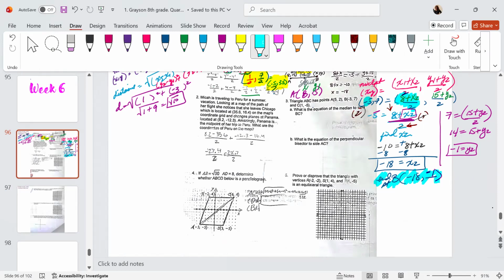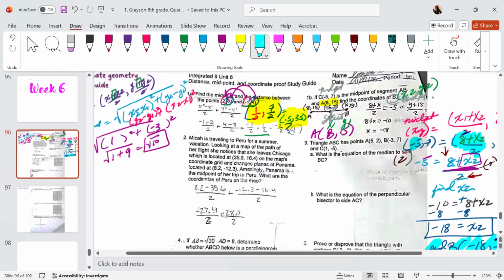Question number 2. Micah is traveling to Peru for a summer vacation. Looking at a map of the path of their flight, she notices that she leaves Chicago, which is located at 35.6, 16.4. They just placed at Panama, located at 8.2, negative 12.3. Amazingly, Panama is the midpoint of her trip to Peru. What are the coordinates of Peru on the map?